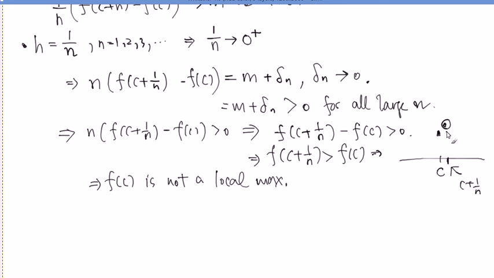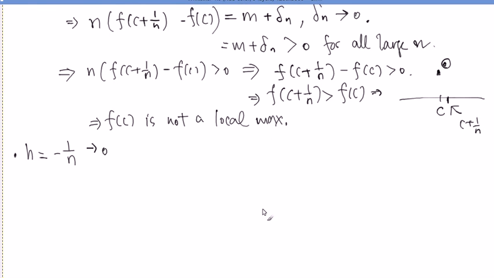Okay, but it could be a local minimum, right? So you look at the other direction. For h, on the other side, we use negative 1 over n. It still approaches 0, correct? Negative 1,000 or negative 1 over a million is negative 0.000-something, and still approaches 0. Then what happens is that 1 over h is 1 over negative 1 over n, so that's f of c minus 1 over n instead of plus 1 over n.